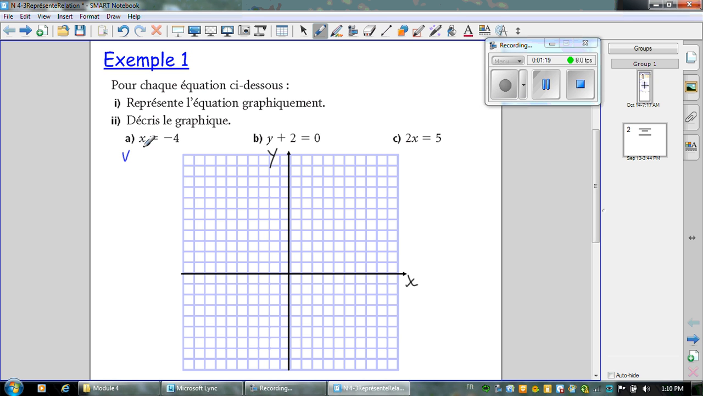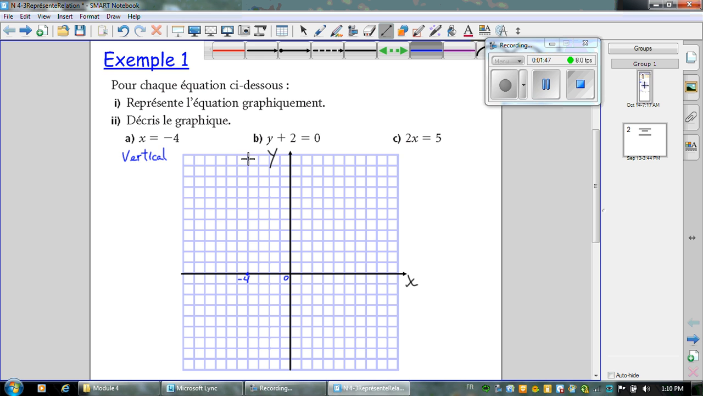The first one is x equals -4. That's going to be vertical at -4 on x. So -4 on x, if each square is 1, -4 would be 4 squares to the left of the origin point here, 0. So -1, -2, -3, -4. -4 would be here. So that means that equation would be a vertical line on -4 on x. So this is x equals -4.